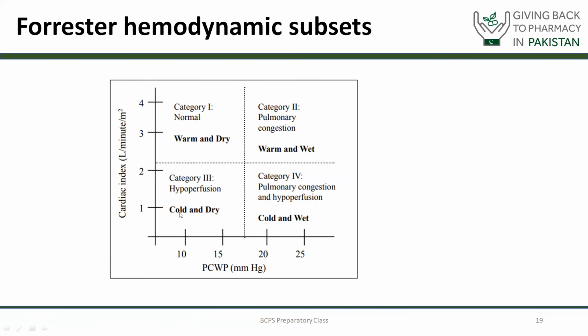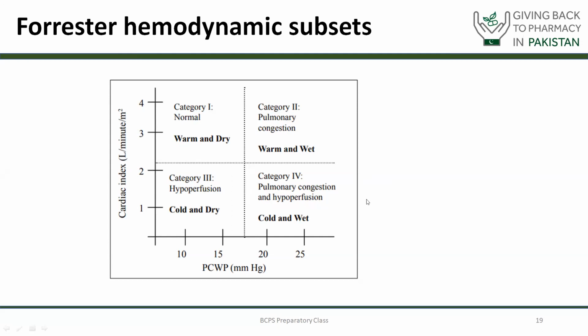Again, from here, there is another problem, only hypoperfusion. The heart is not able to perform enough work and the cardiac output is less than 2.2. You have to increase the work of the heart, and you can take this hypoperfusion to the normal category. The patient is cold and dry, meaning the patient is euvolemic, but cold due to the poor performance of the heart.